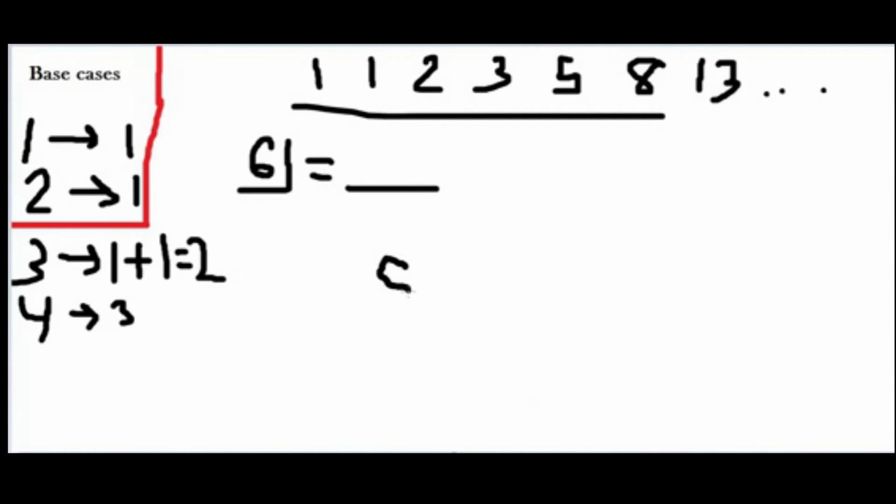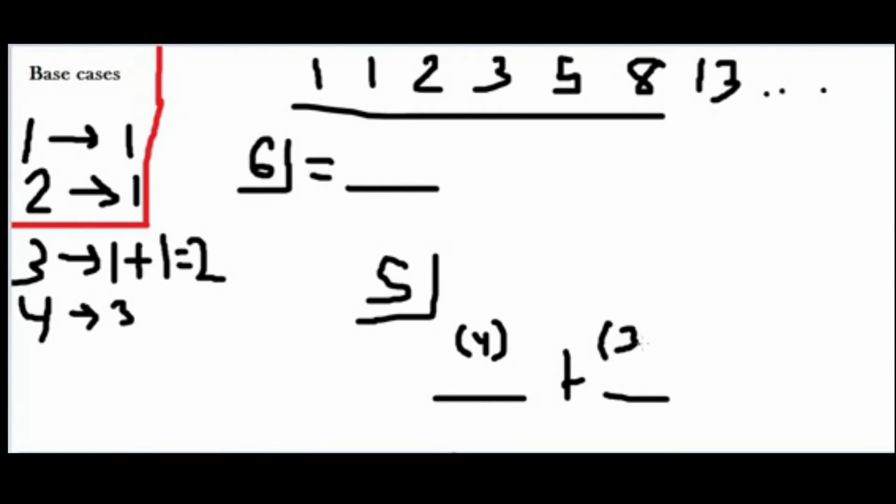fib at 5 would return the result of fib at 4 plus the result of fib at 3. Well, if you remember, the result of fib at 4 is equal to 3, and the result of fib at 3 is equal to 2. So you get 3 plus 2, which equals 5, which is the 5th number of the sequence.